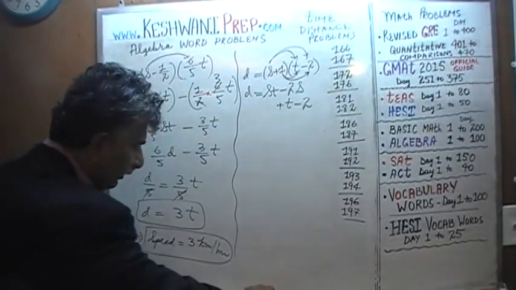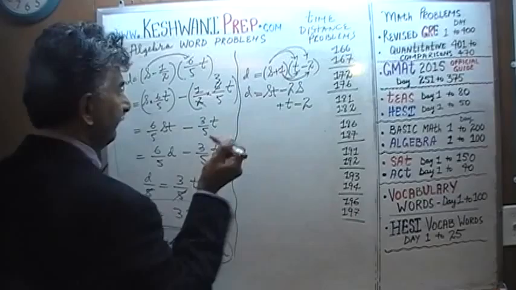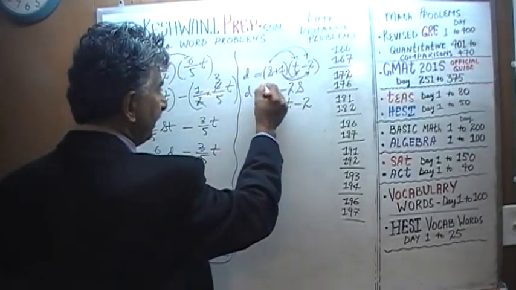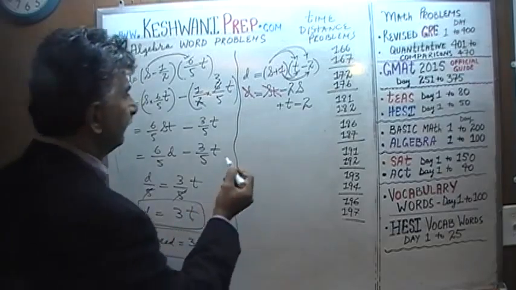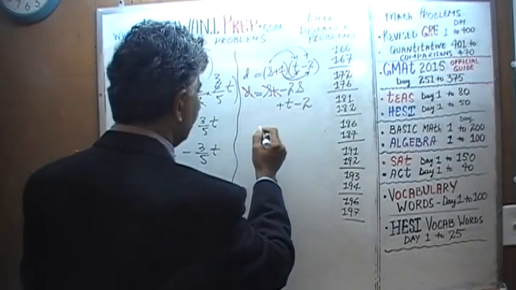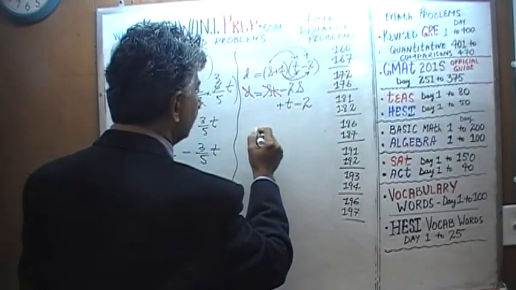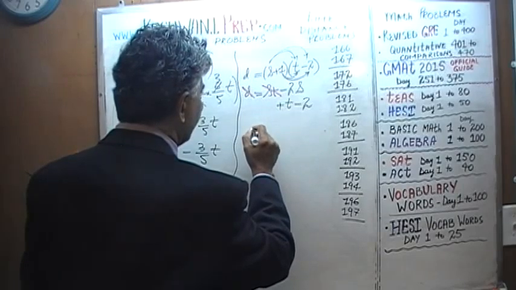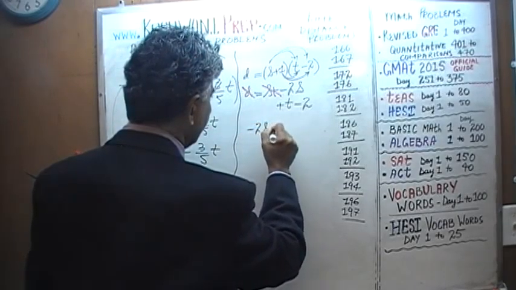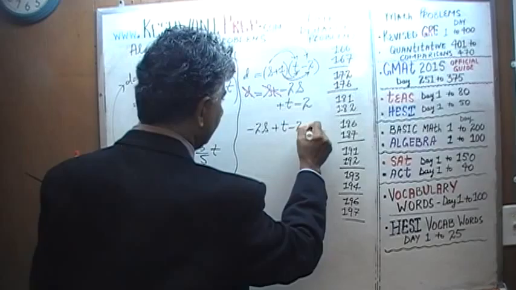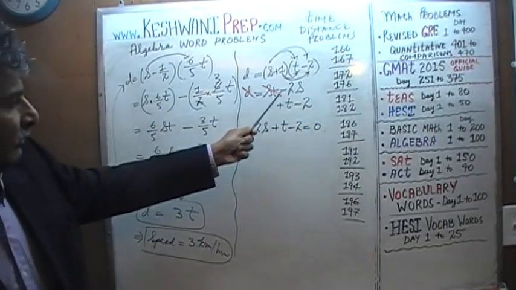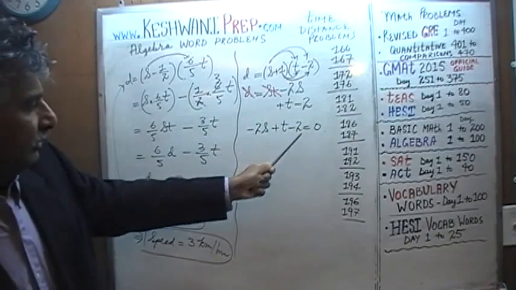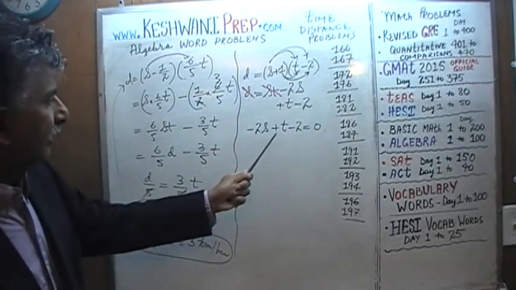I'm going to do it with a different color so you can see that. This S times T is the distance right here. You can cross it out. It's gone. That tells us that minus 2S plus T minus 2 equals 0. I just rewrote this equation, minus 2S plus T minus 2 equals 0, because that's what we have here.